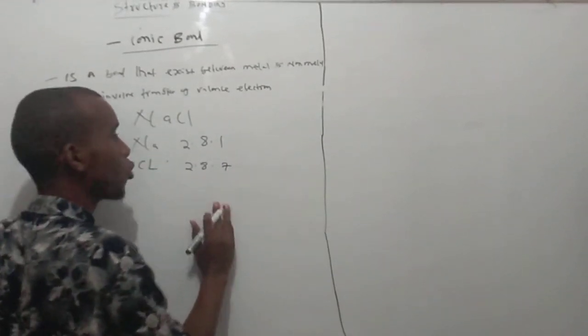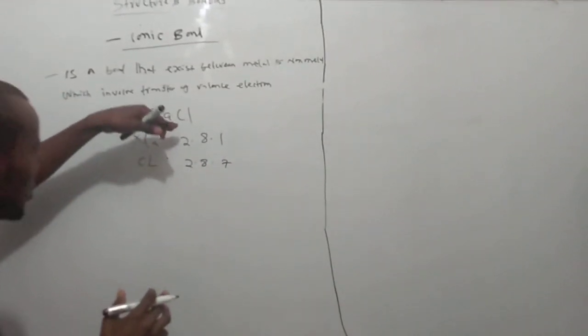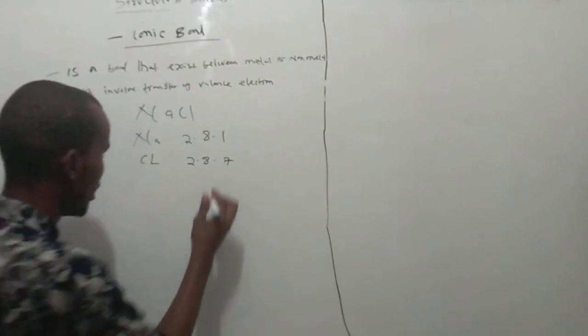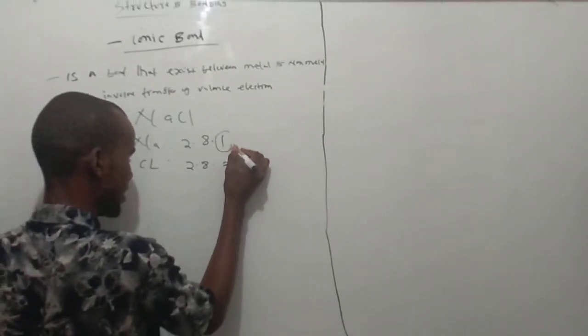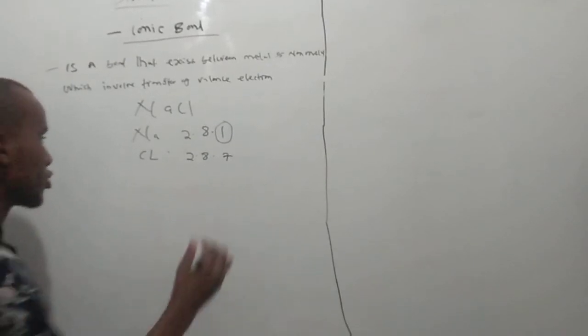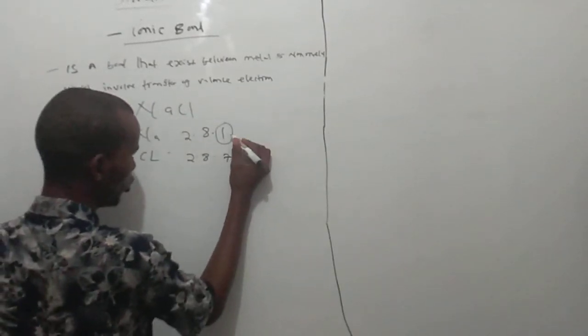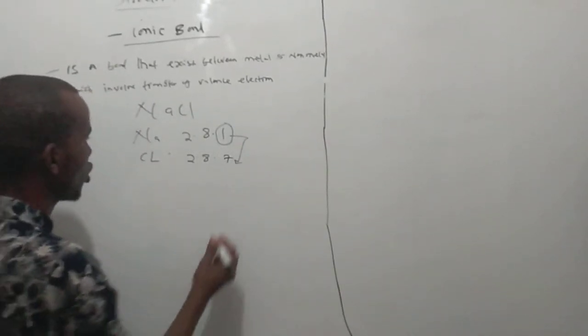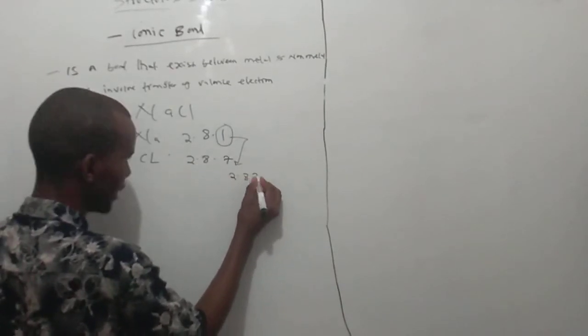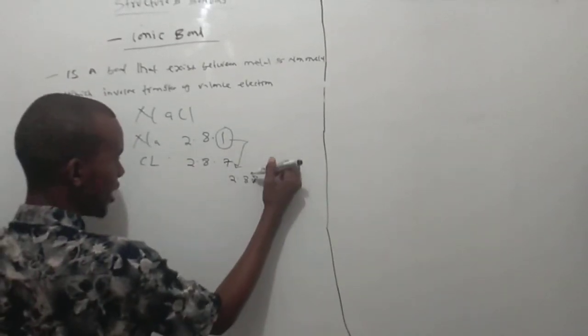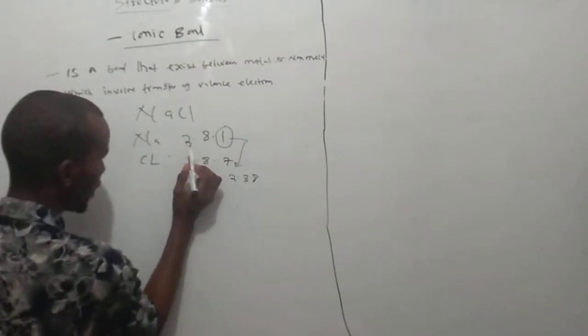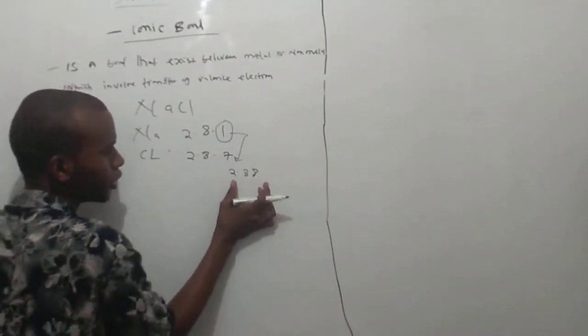Now, when you're going to draw the ionic bond for this sodium chloride, sodium will transfer its outermost valence electron to chlorine, such that now chlorine will have 2, 8, 8. There is transfer of valence electron. So you are going to draw sodium with 2, 8 and chlorine with 2, 8, 8.